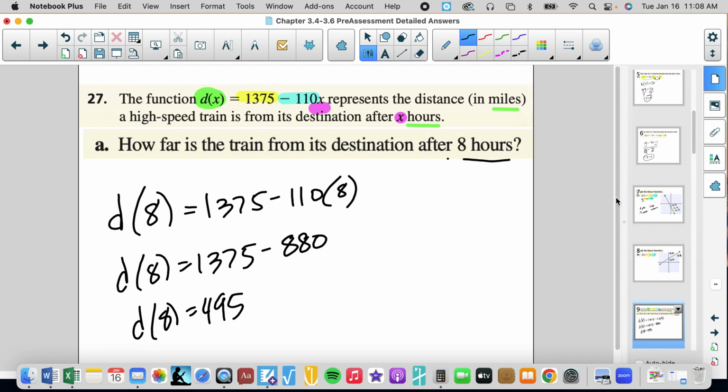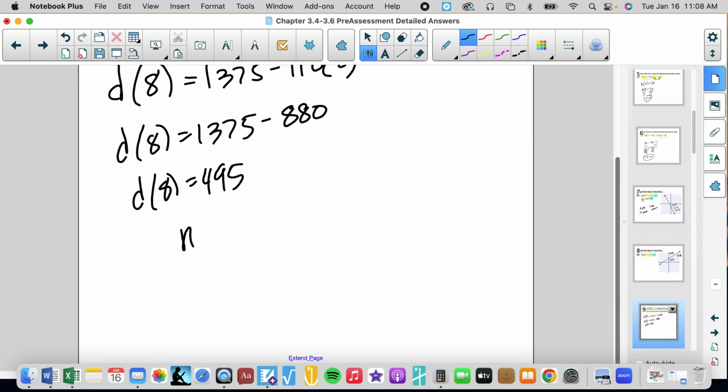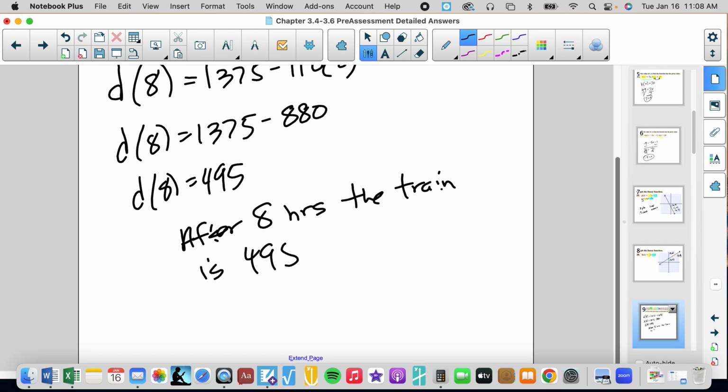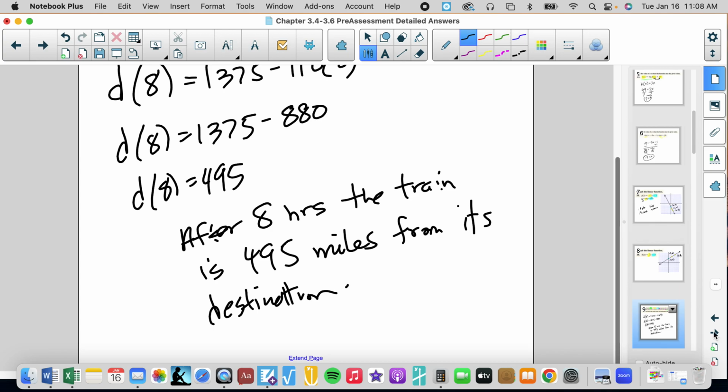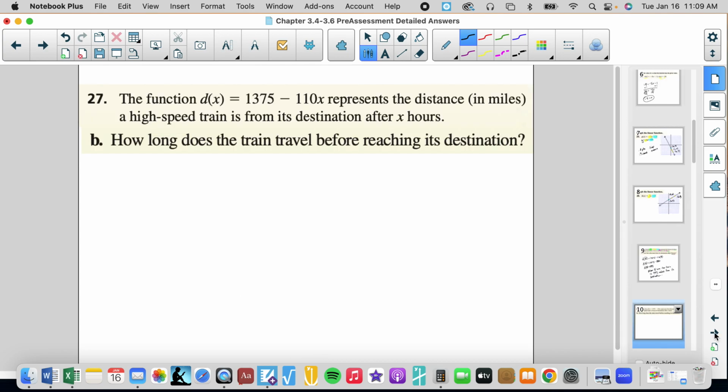So what does that mean? So after 8 hours, the train is 495 miles from its destination. Good.